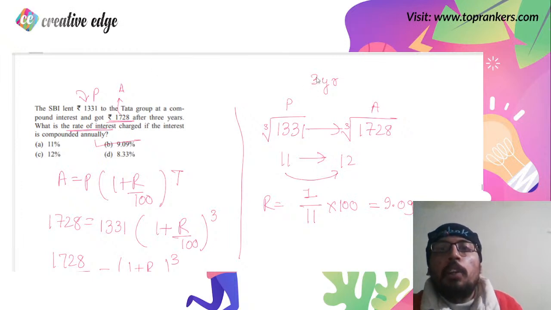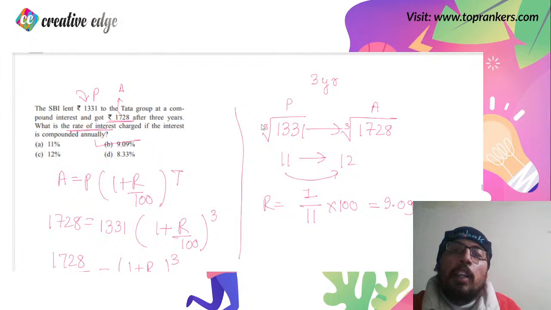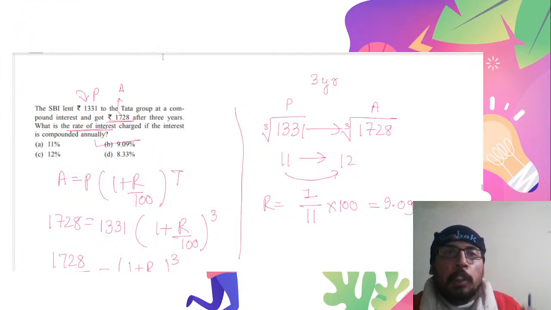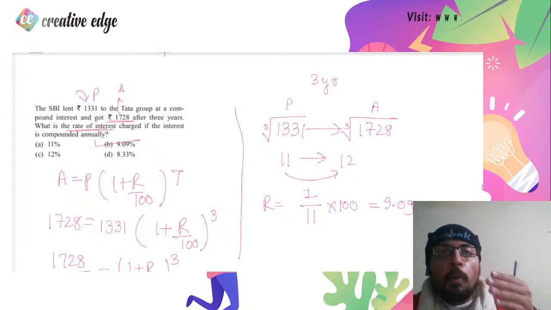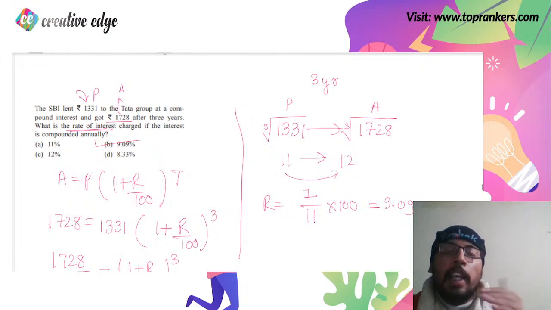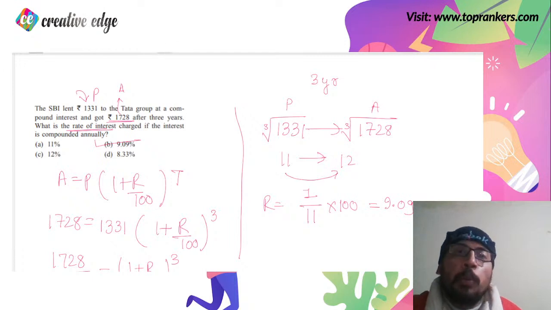Suppose the time were 2 years, so I would have taken the square root on both sides. Suppose the time would have been 4 years, I would have taken the square root twice. First time square root, so 4 becomes 2 years, again square root, this 2 years becomes 1 year. I hope you must be getting what I am trying to convey here.